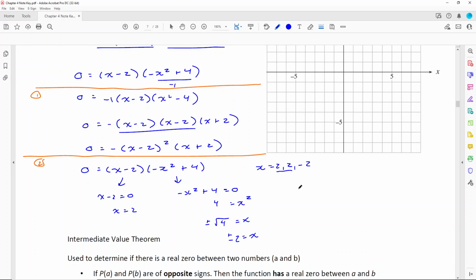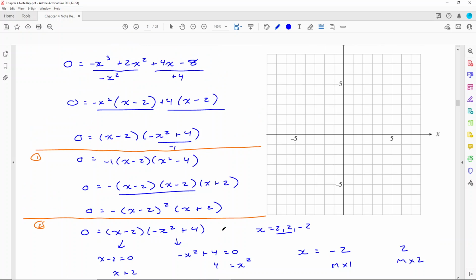So if I was doing this, I have two x-intercepts, negative 2 and 2. The difference is the x-intercept of negative 2 has a multiplicity of 1. It happened once. And the x-intercept of 2 has a multiplicity of 2. It happened twice. So whether you see it from the factored form or whether when you solve you come up with two x-intercepts that are both 2, that's what shows you the multiplicity.